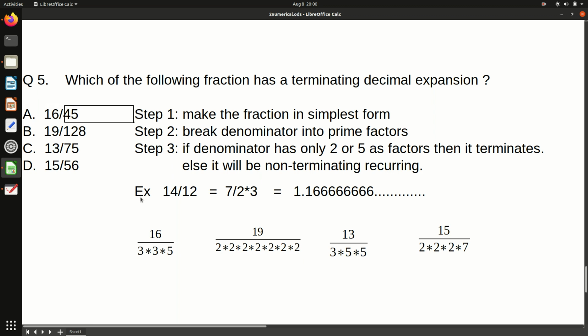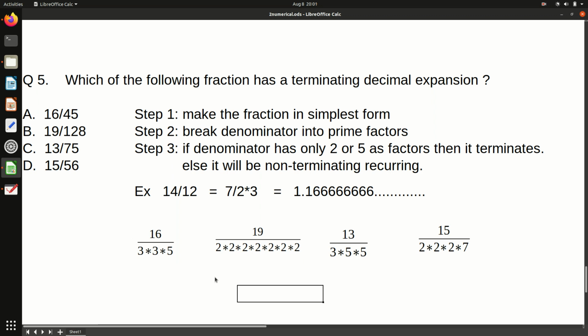So let us see the first option. 16 by 45. It is already in the simplest form. There is no common factor. So I have written 16 and then 45 I have made into prime factors. So just do the prime factorization of 45. It will be 3 into 3 into 5. Now just check whether it has only 2 or 5. So no. Apart from 2 or 5, it has 3. If you get anything extra, it means it is non-terminating. So it will not be our answer. And you can divide it, you will not get any terminating decimal.